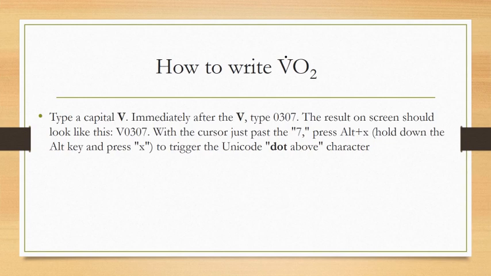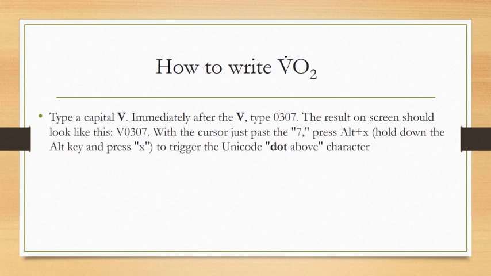What I've got here is just the quick shortcut way of getting that dot above the V, so that you can all hopefully do that. The way that you do it is simply you write a capital V, after the V you write 0307, and then when your cursor's just after the 7 of the 0307, you press Alt and X, and that will put a dot above the V.